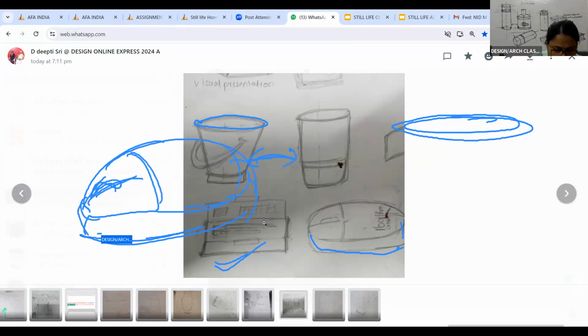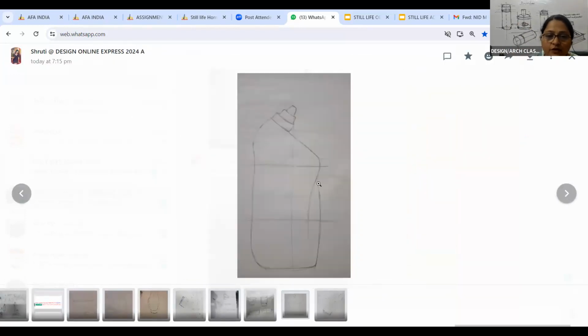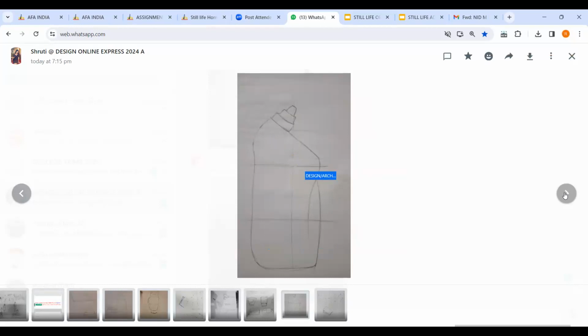This is not sufficient, which you did. I can just figure out that you have drawn a mouse, but still, as a still life, you need to work more. This is Shruti. Maybe you tried with that Harpic bottle kind of thing. You're going good with the grid. So try, beta, to draw the detail inside also. Yes, ma'am. Please continue.